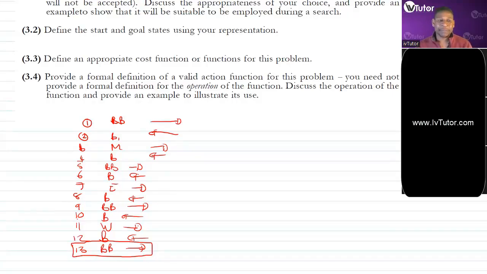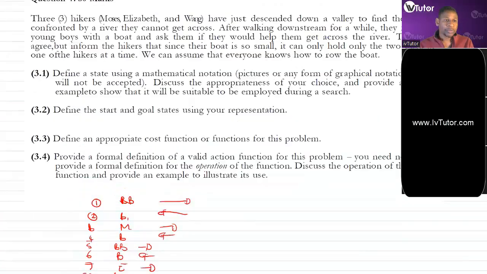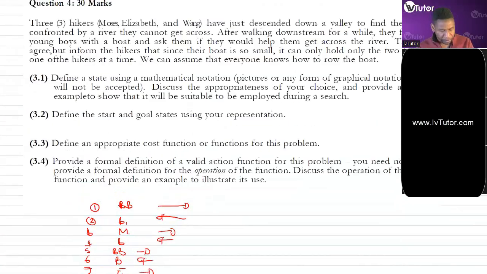How do we represent that mathematically? We need to define a state using a mathematical notation. Pictures or any form of graphical notation will not be accepted. Discuss the appropriateness of your choice and provide an example to show that it will be suitable to be employed during the search. So what is a state? What represents a state?